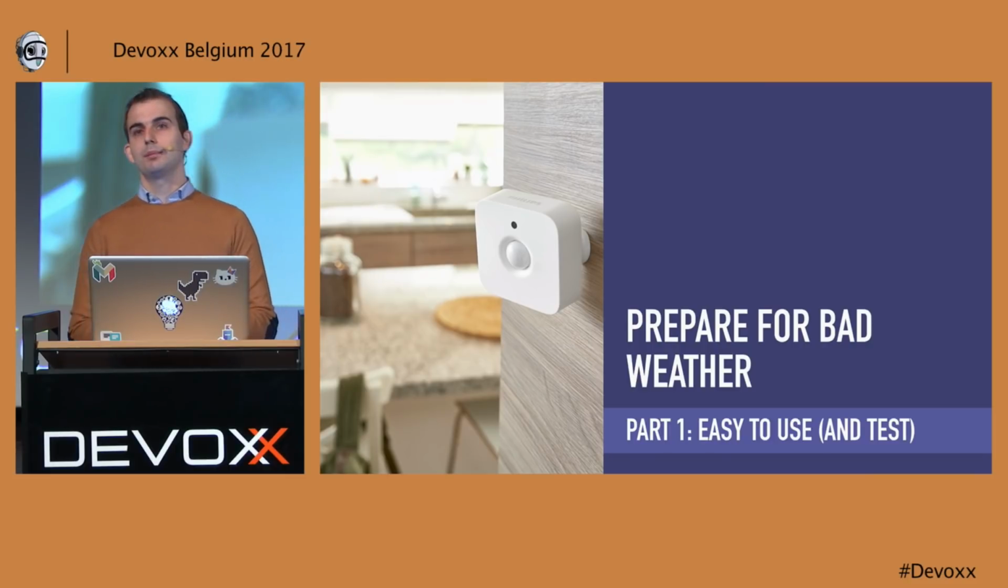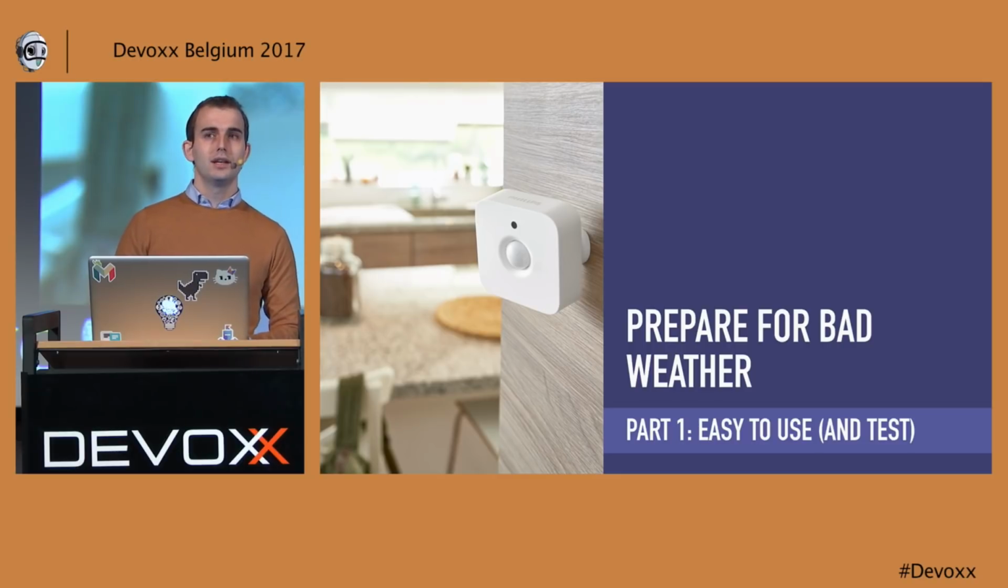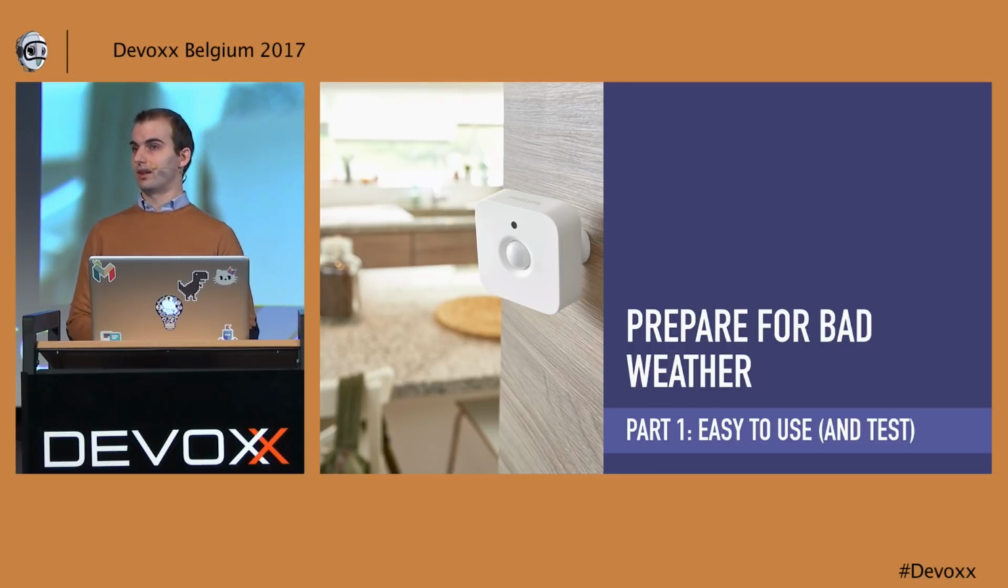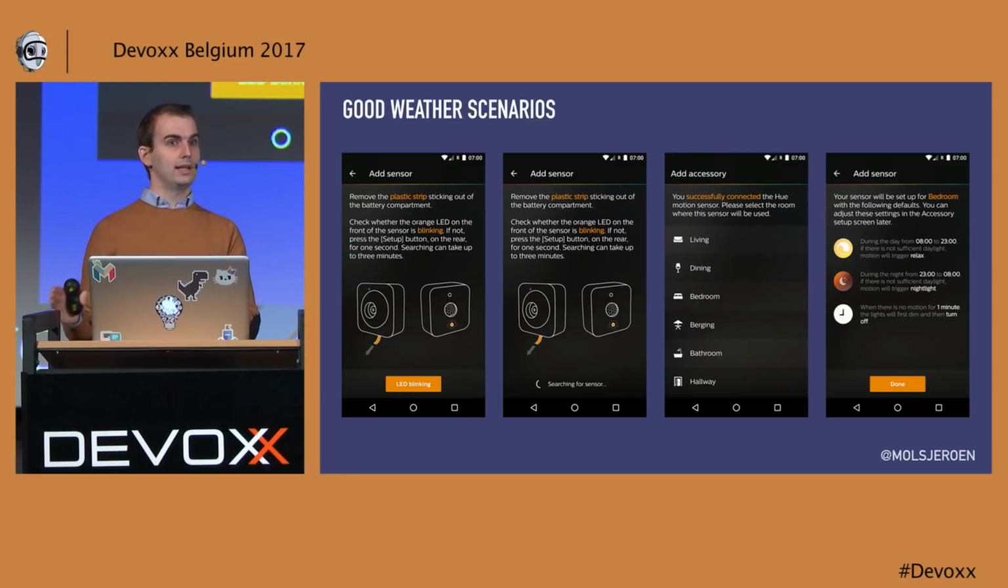Okay, next topic that I want to cover is prepare for bad weather scenarios. And here I actually want to zoom into a Hue product. Last year, we launched the Hue motion sensor. And the motion sensor is actually quite cool because it has dynamic behavior. And what we do is, if you buy the motion sensor, we guide you to a setup flow, which is just 4 simple screens. And then after those 4 screens, we program that dynamic behavior.